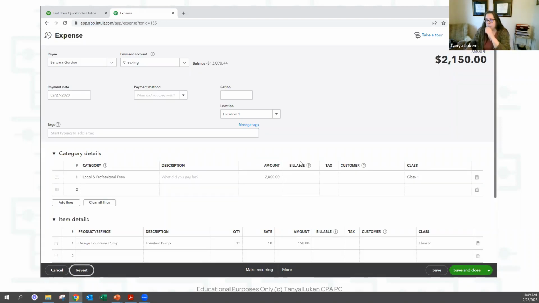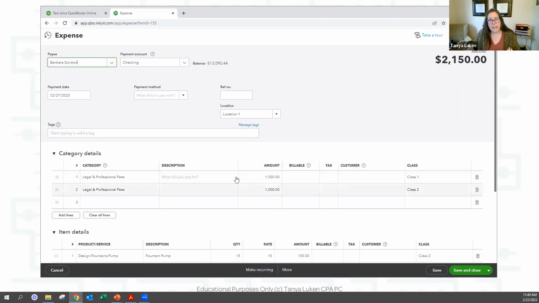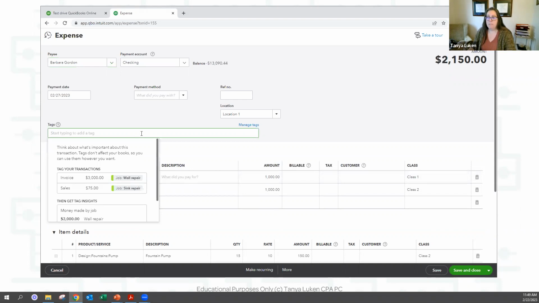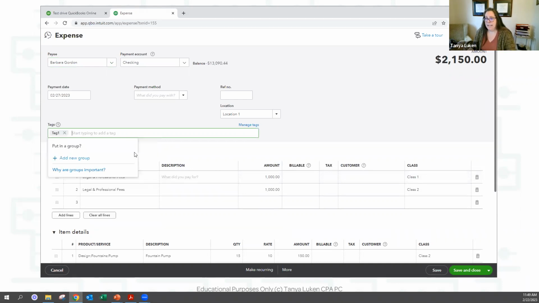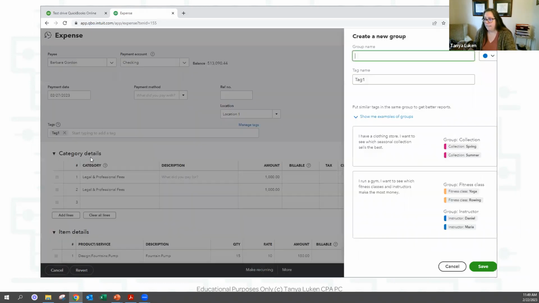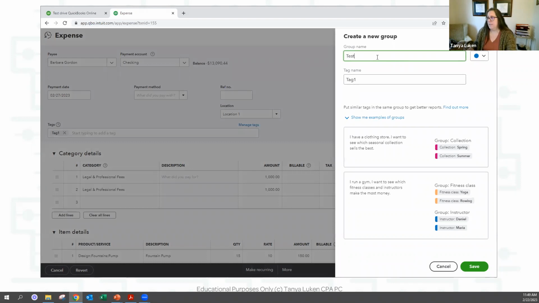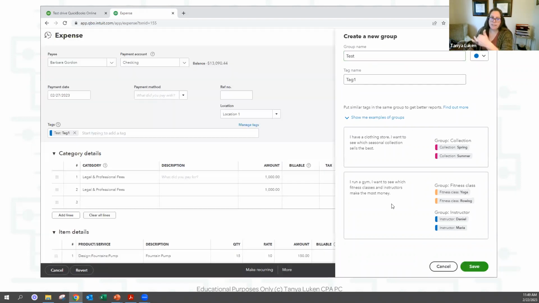All right. Okay. I'm going to talk about tags for 10 more minutes and then we're going to go. So this is a tag. I'm going to add a tag, and I'm just going to breeze through this as well.